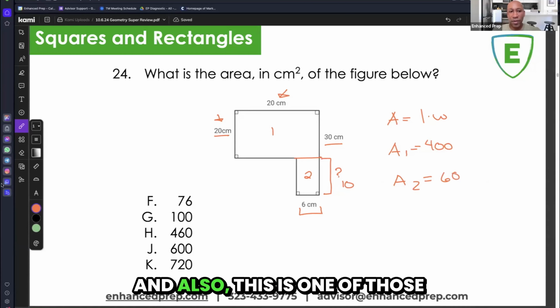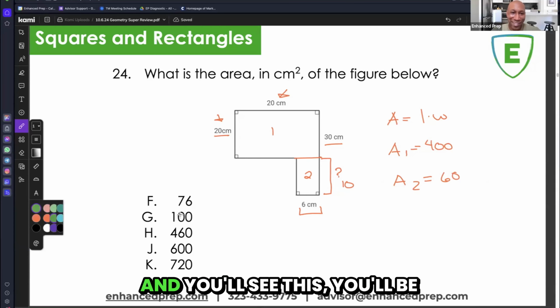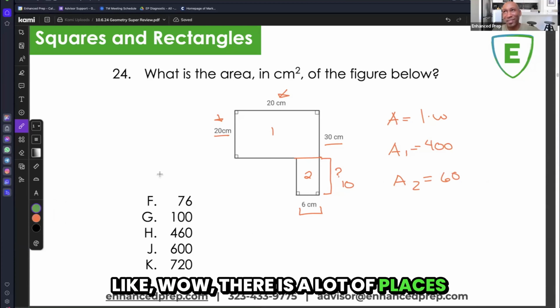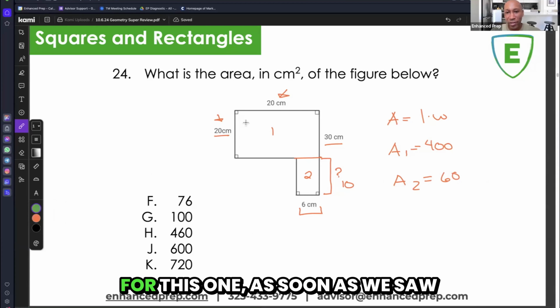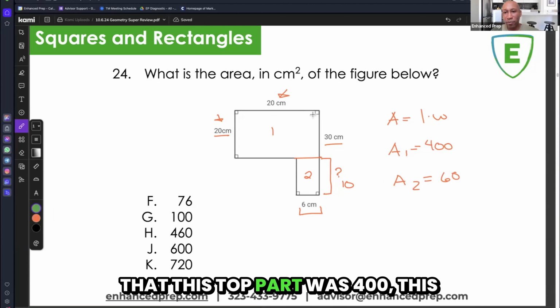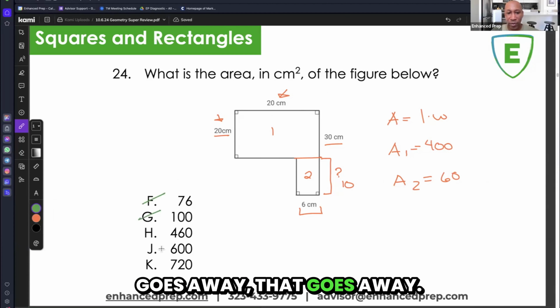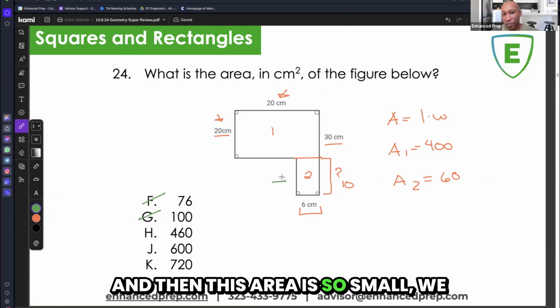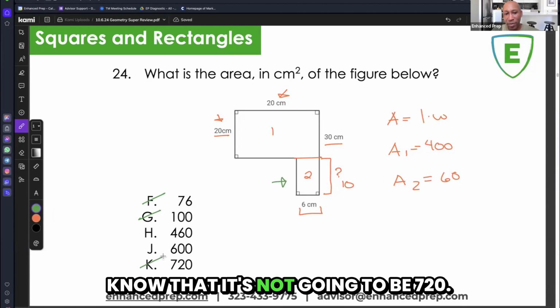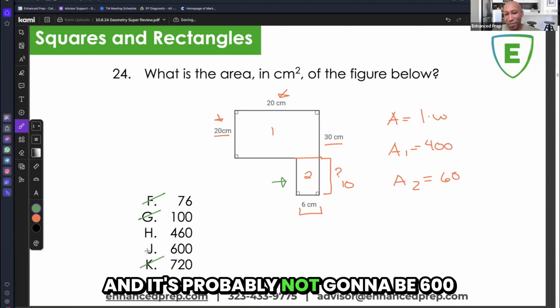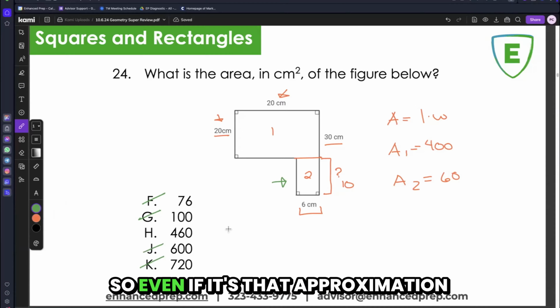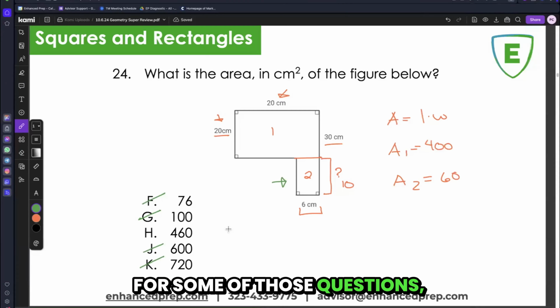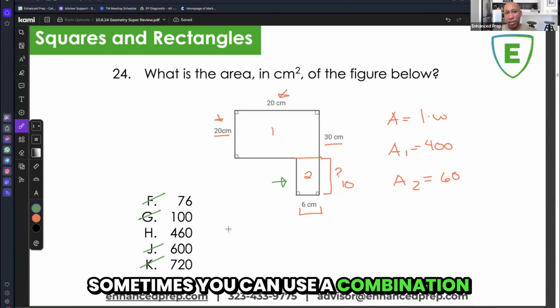And this is one of those problems, and you'll see this, where there are a lot of places where we can use that process of elimination. For this one, as soon as we saw that the top part was 400, this goes away, that goes away. And then this area is so small. We know that it's not going to be 720 and it's probably not going to be 600 either. So even if it's approximation for some of those questions, sometimes you can use a combination of solving them out and approximation.